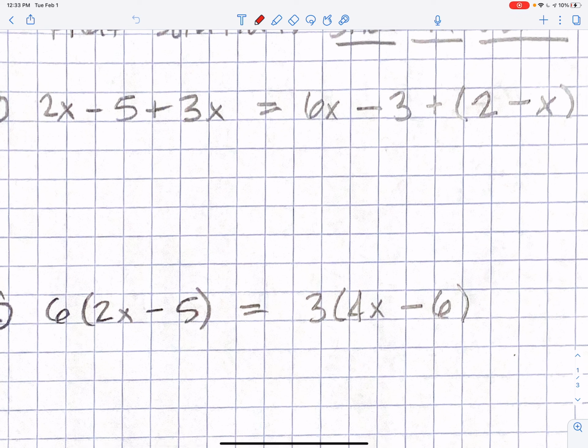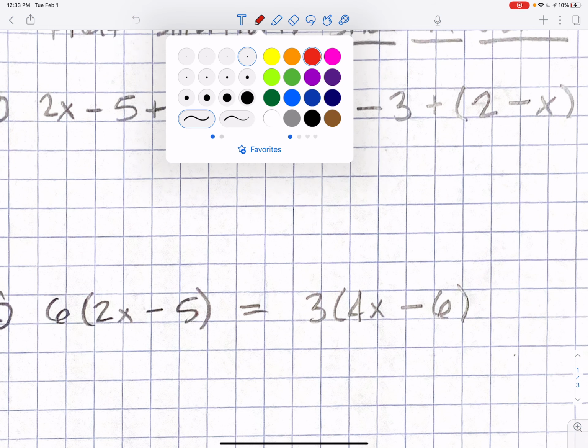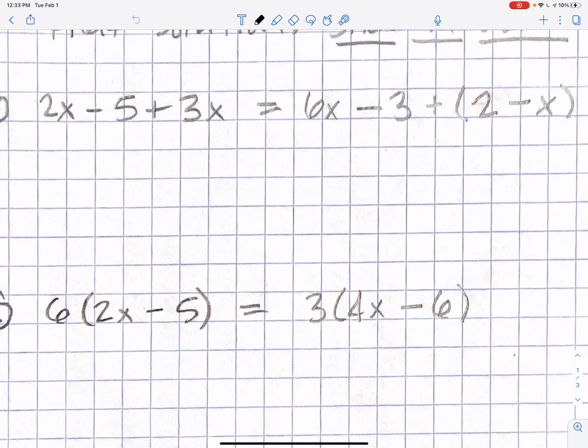2x minus 5 plus 3x equals 6x minus 3 plus, in parentheses, 2 minus x. So a couple things I'm going to do right off the bat. I'm going to combine like terms as much as I can on each side of the equal sign. So 2x plus 3x is 5x. So I'm going to write 5x minus 5 on this side of the equal sign.